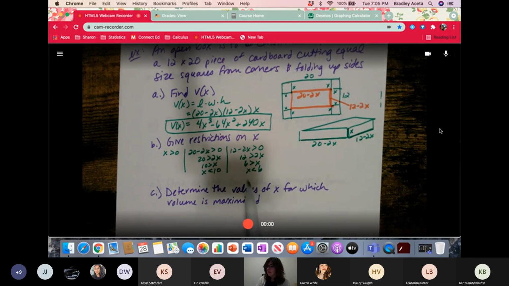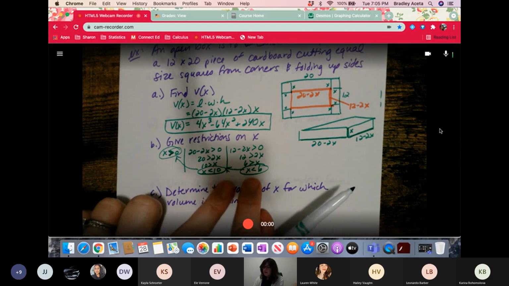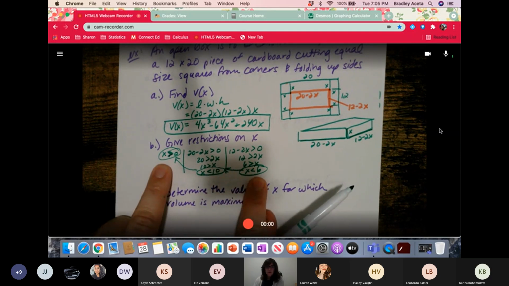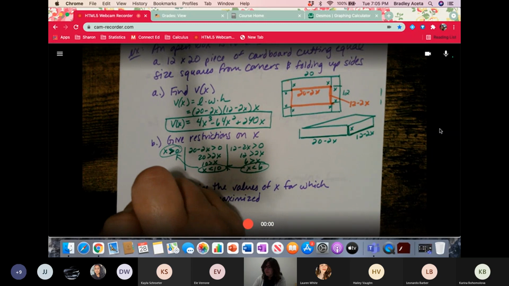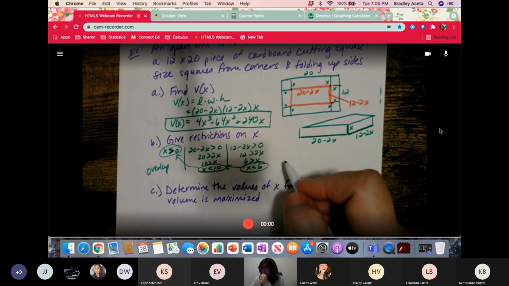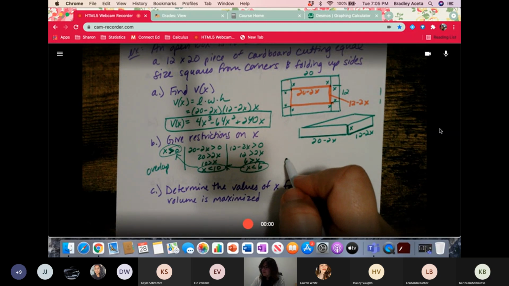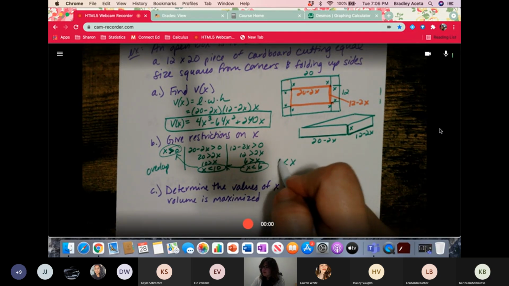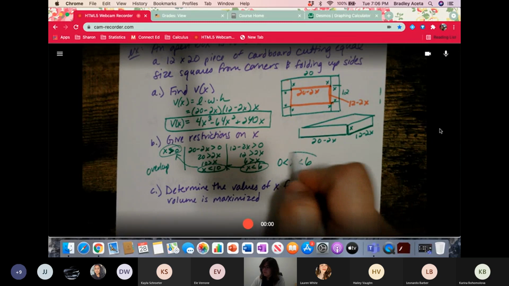Ooh, so what do we have here? So we want to see where all of these three are going to overlap. If my x values have to be bigger than 0, but less than 10 and less than 6, where would that overlap be? Well, wouldn't I choose the less than 6 and the greater than 0 part right here? This is where it overlaps. My values would have to be that x would have to be bigger than 0, but less than 6.